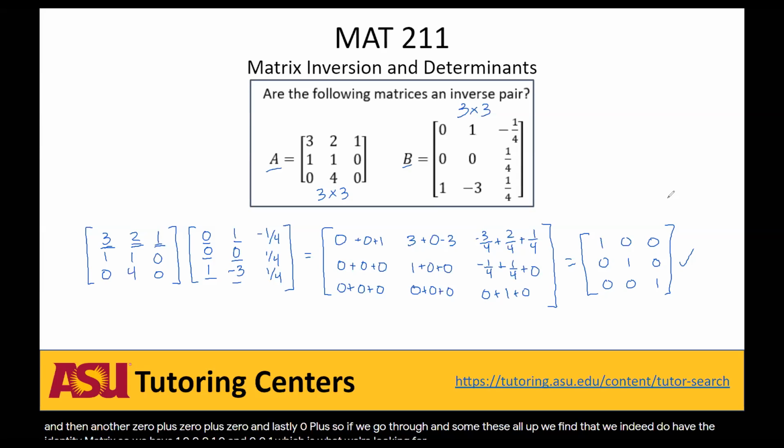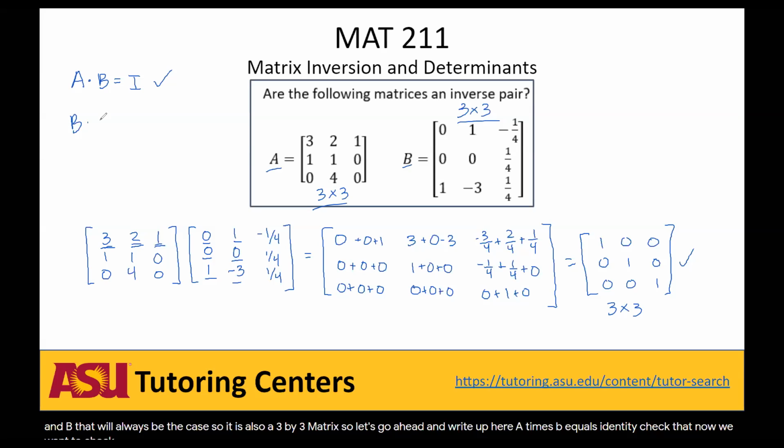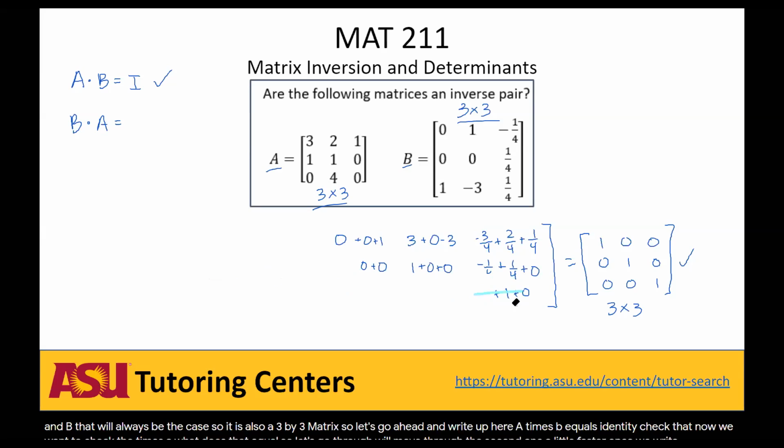Note that this identity matrix is the same size as both our A and B. That will always be the case. So it is also a 3 by 3 matrix. Let's write up here, A times B equals identity. Check that. Now we want to check B times A. What does that equal? We'll move through this second one a little faster once we write it down.